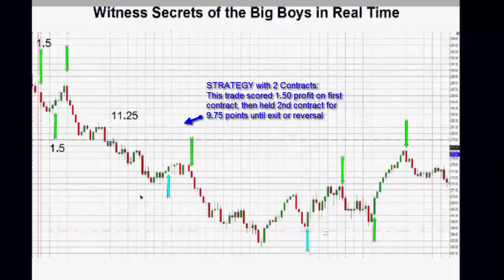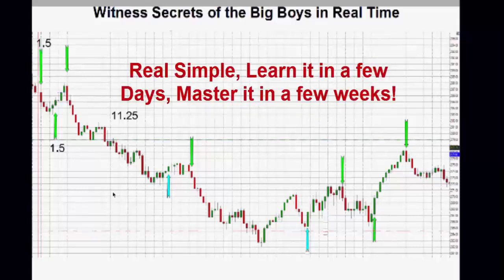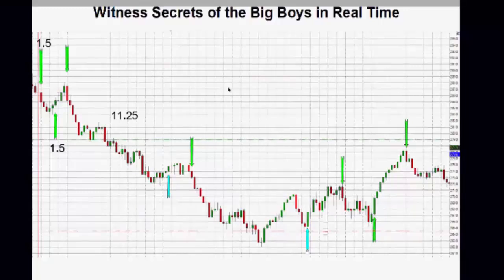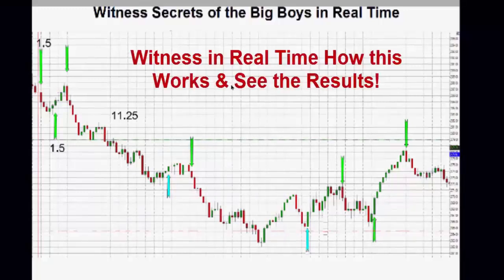Yeah, and it's actually real simple. You'll learn it in about 3 or 4 days. You'll master it in a couple of weeks. You'll actually have a full month's time with us learning how this process works, and you'll be able to witness in real time with us how this works.